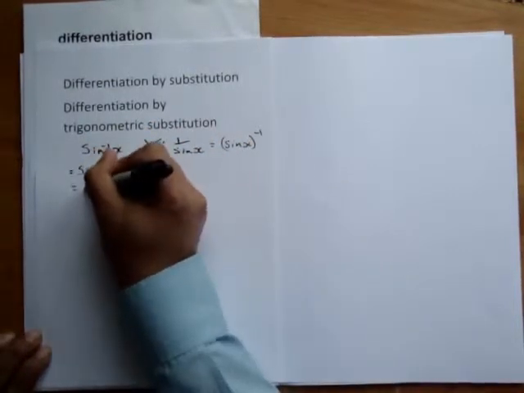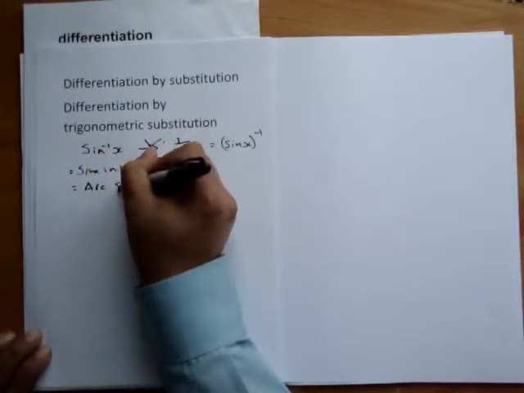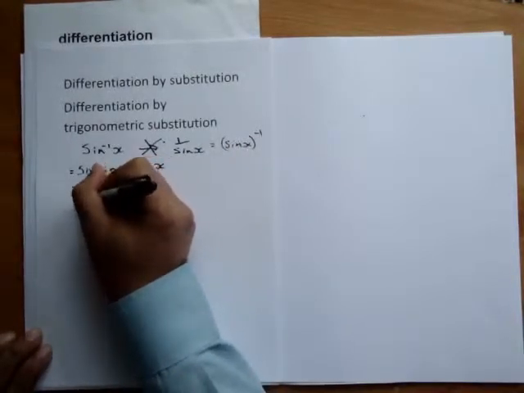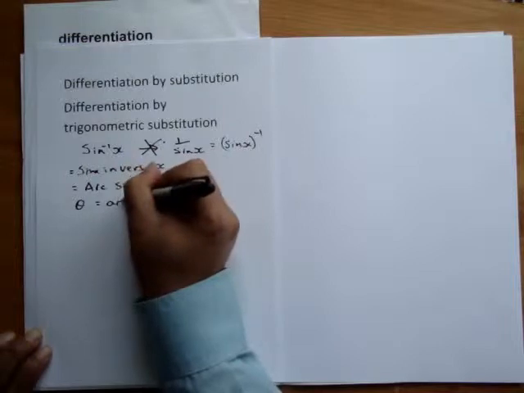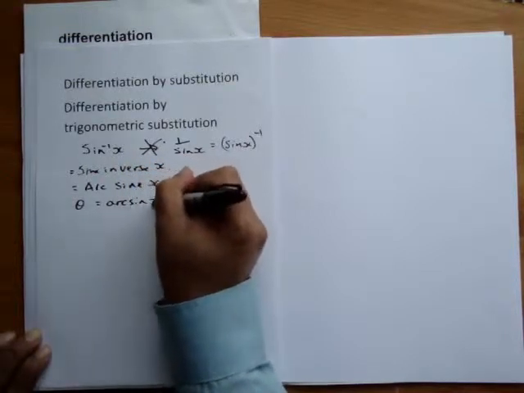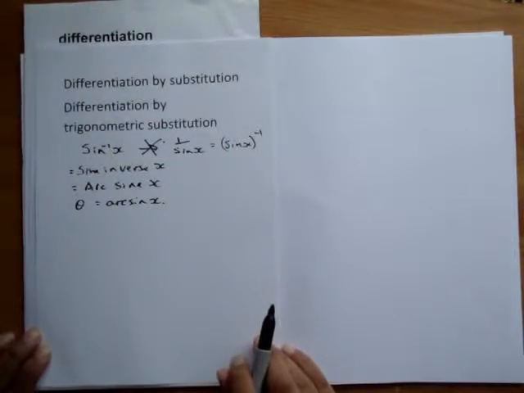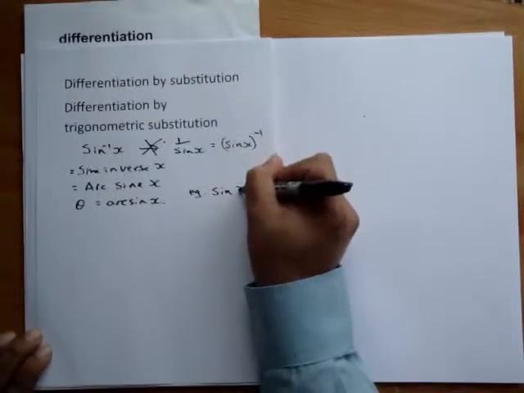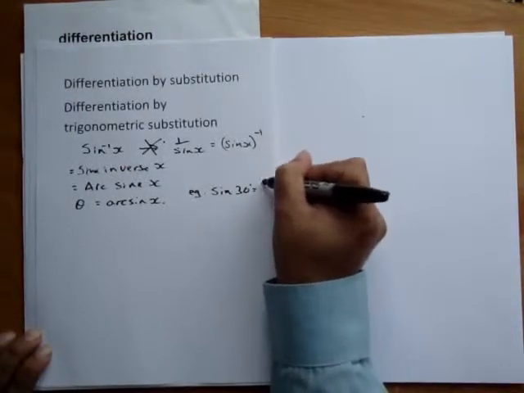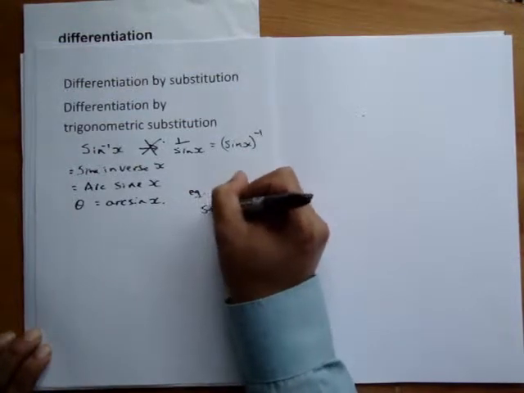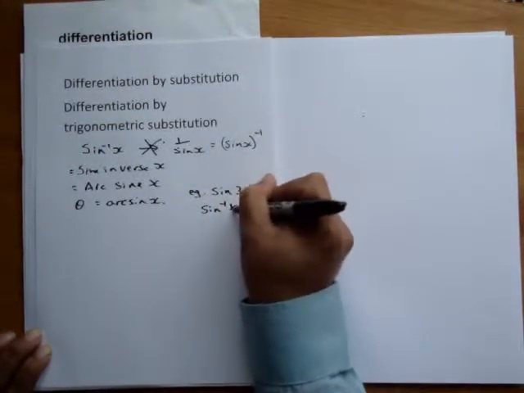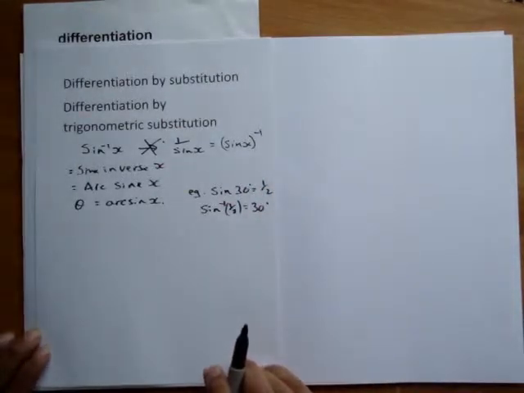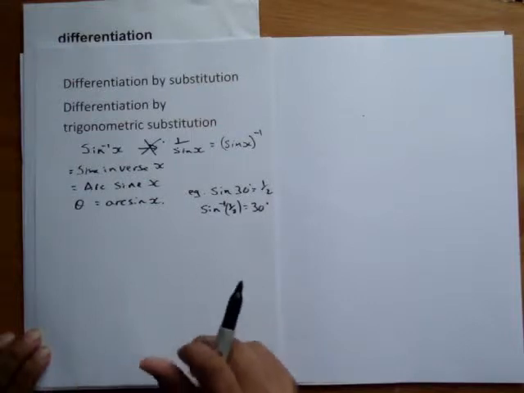And sometimes it's called arc sine x. And theta equals arc sine x, sometimes described as that. For example, sine of 30 degrees is a half. Inverse sine a half is 30 degrees.